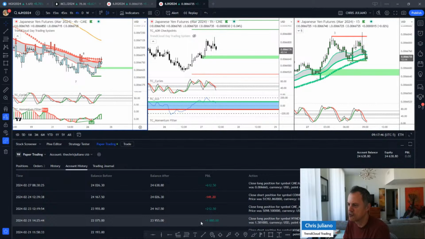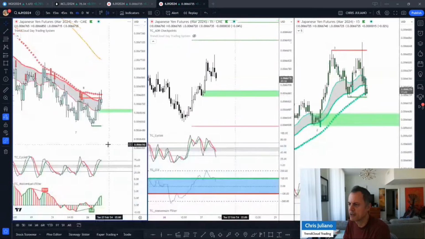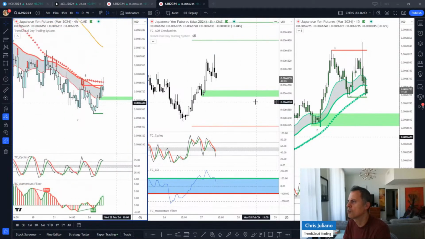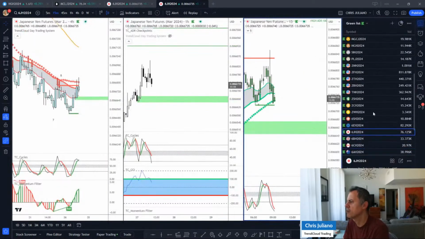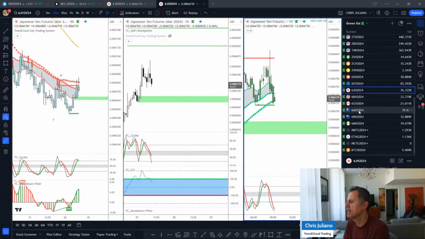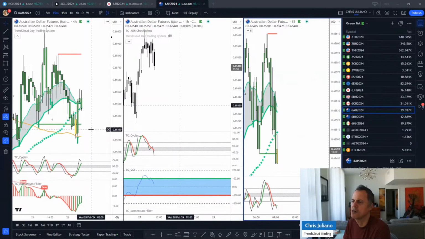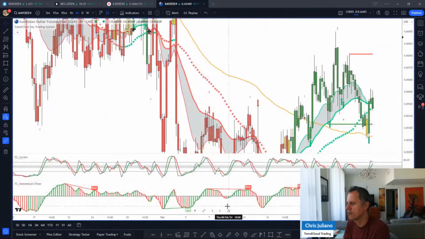Look at that, 1,800. That was a beautiful trade on natural gas. It's working, right? This stuff works, right, guys? It's all about being real choosy. Being very choosy. Let's go take a look at Australian dollar. Open this up.